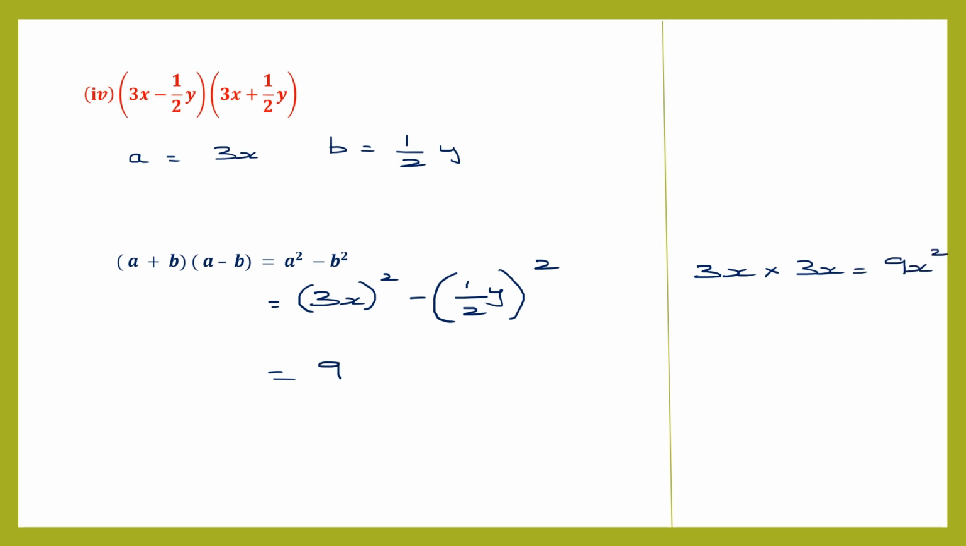This is 9x square minus 1 by 2y square. So 1 by 2 into 1 by 2. Let's multiply only 1 by 2. So this is 1 by 4, and y into y is y square. So this is our answer, 9x square minus 1 by 4 y square.